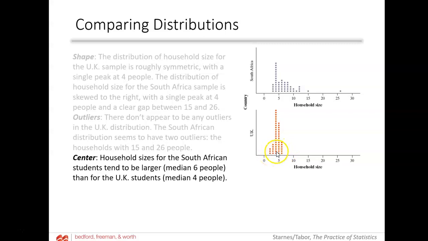And then I'm guessing the median's in here, but if I counted to 25-ish, it would be here on this giant one here at 4. So the median for the UK distribution was 4 people.